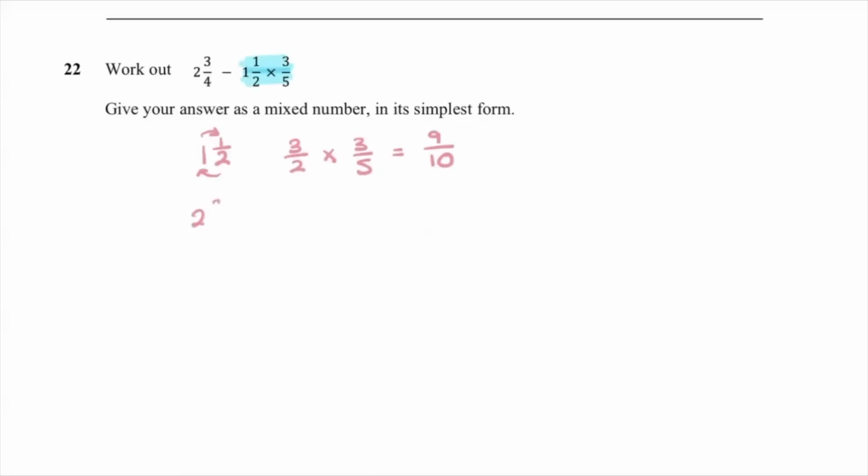I have got my 2 3/4, and I'm going to be taking away 9 over 10. Again, I can't have the mixed number because I need my methods to be in fractions. So 2 times 4 is 8, plus 3 is 11. And that is my calculation.